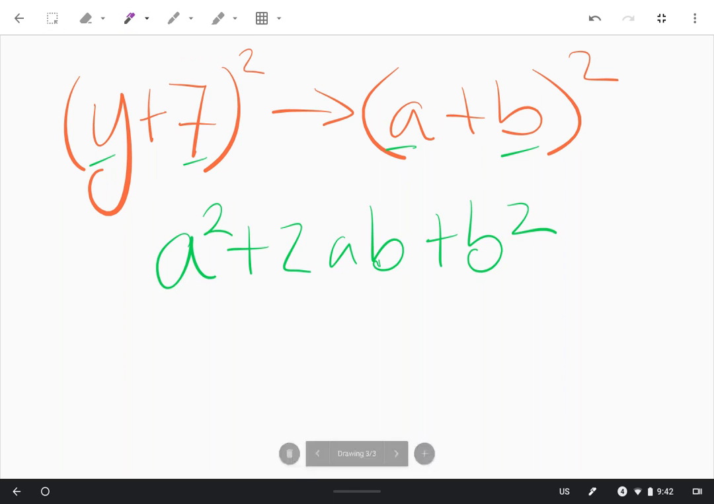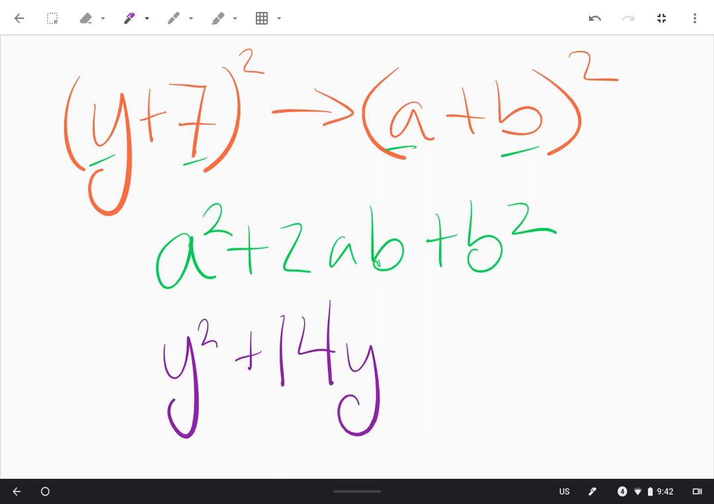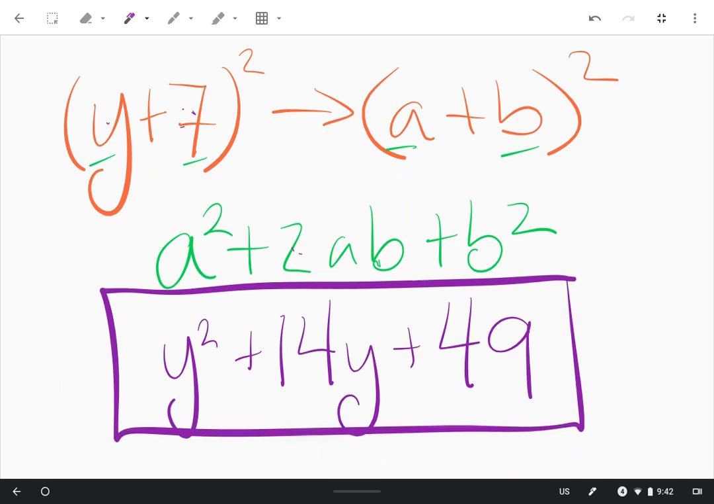So then I'm going to run through. I'm going to put a y where there's an a, put a 7 wherever there's a b. So we're going to get y squared plus 2ab. So 2 times 7 is 14 times y is 14y. So make sure you understood that it's 2 times 7 times y. 2 times 7 is 14, and then the y. And then b squared is 7 squared. 7 times 7 is 49. And again, that's the final answer.